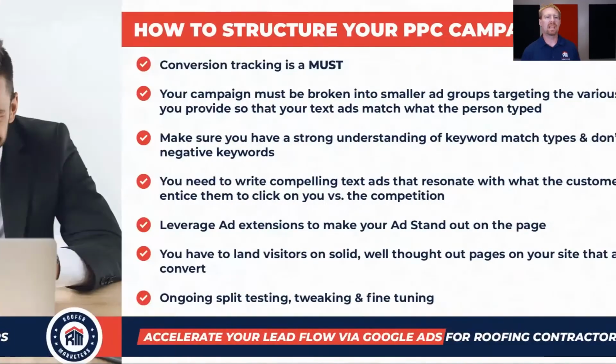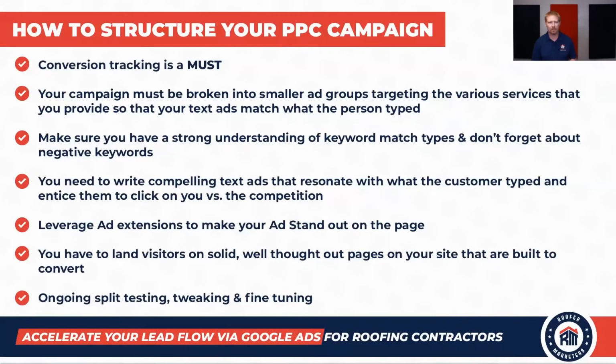And so in structuring your pay-per-click campaigns properly, the basis of everything is that conversion tracking, right? So you could see on the dashboards that I was showing you that we're tracking this on a granular level. And your campaigns must be broken down into smaller ad groups targeting the various services that you provide, so that your text ads, like I was saying, match what the person typed in. You want to make sure you have a strong understanding of keyword match types. We'll go through that. And the negative keywords are sometimes more important than the keywords that you're bidding on.